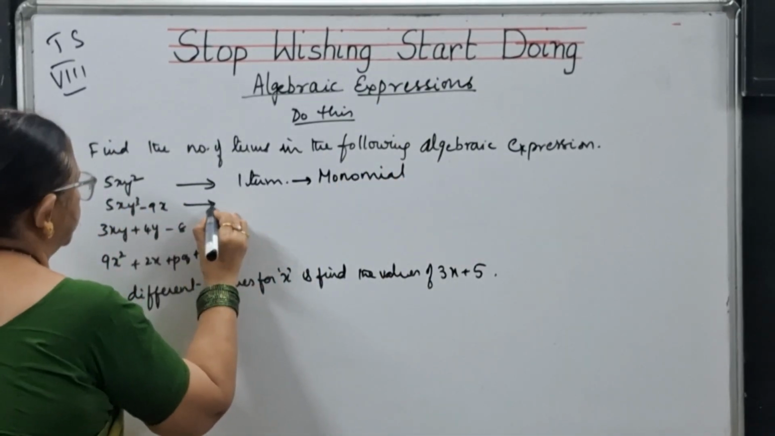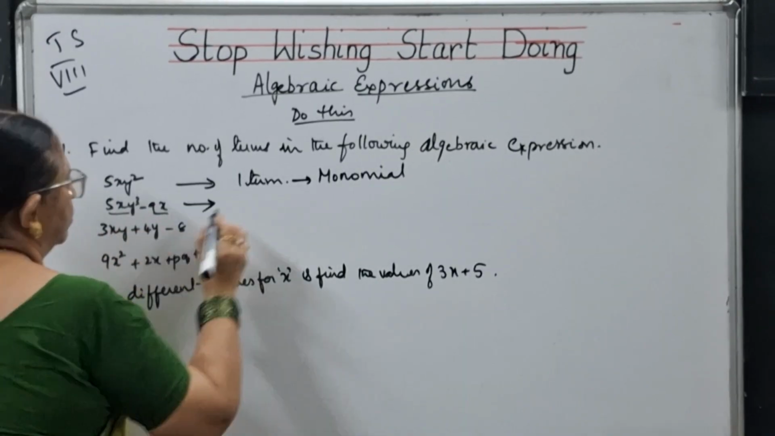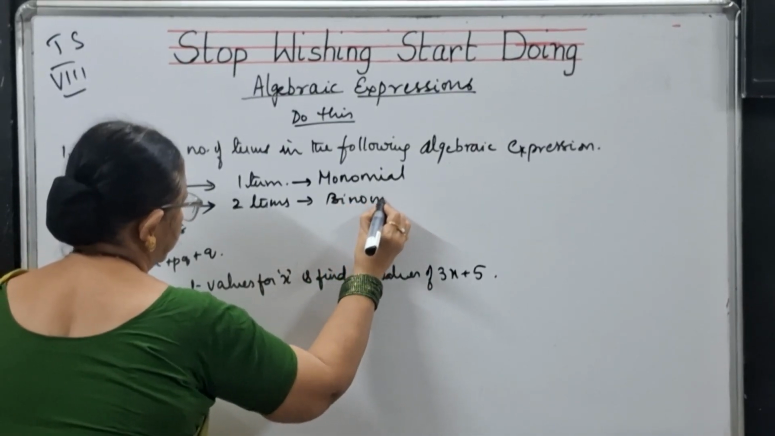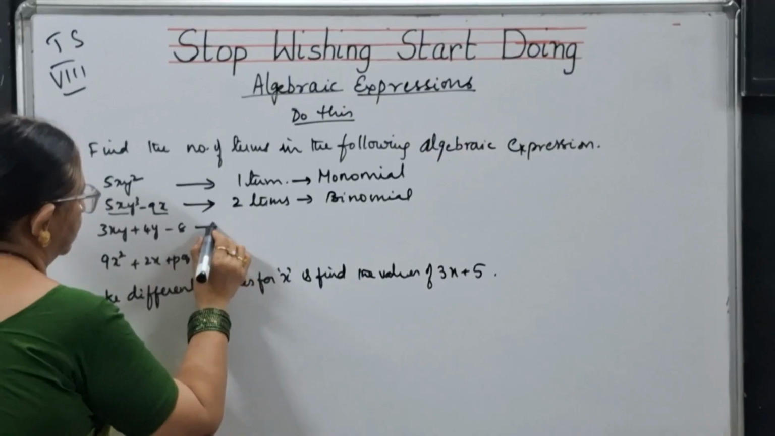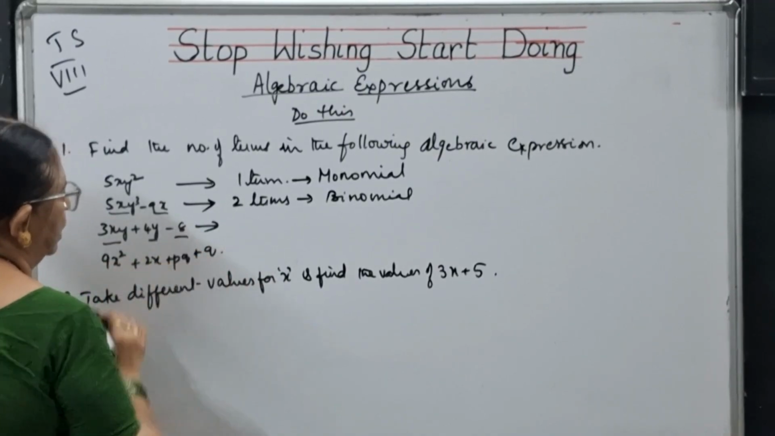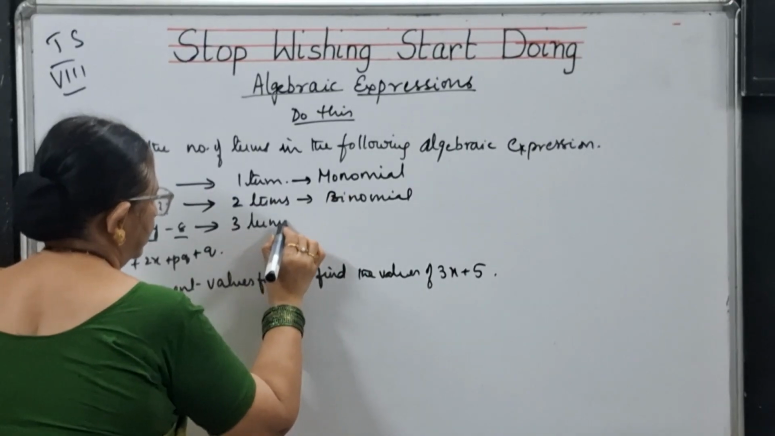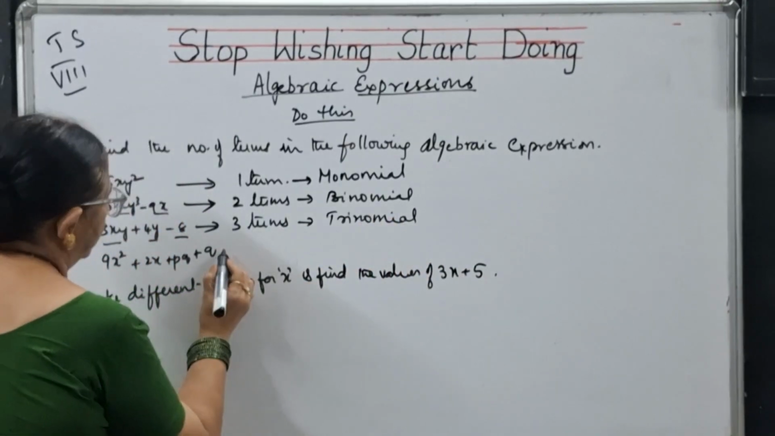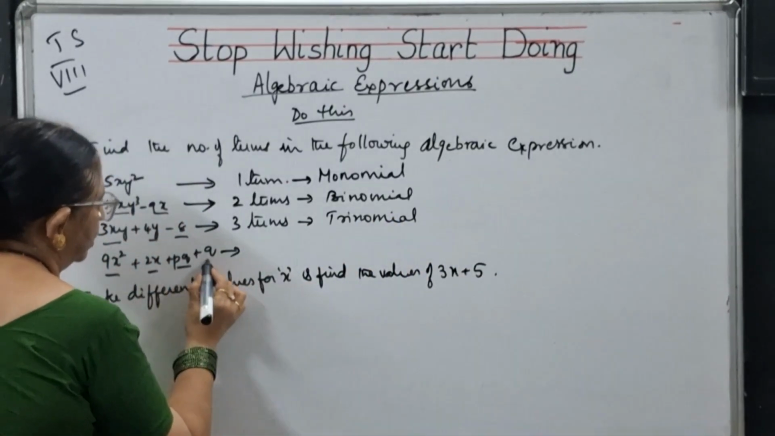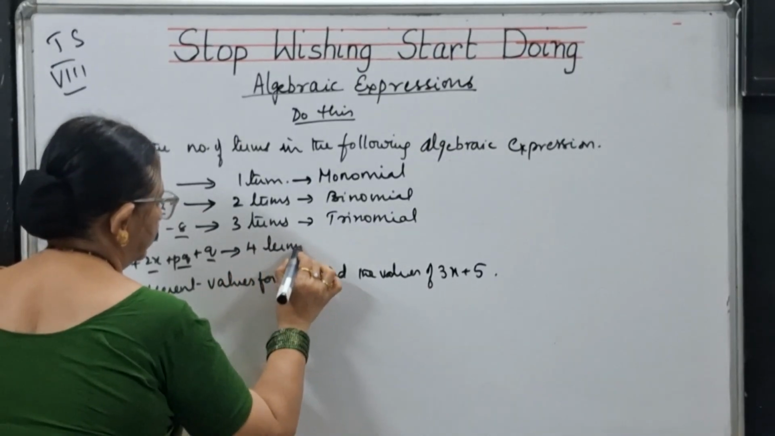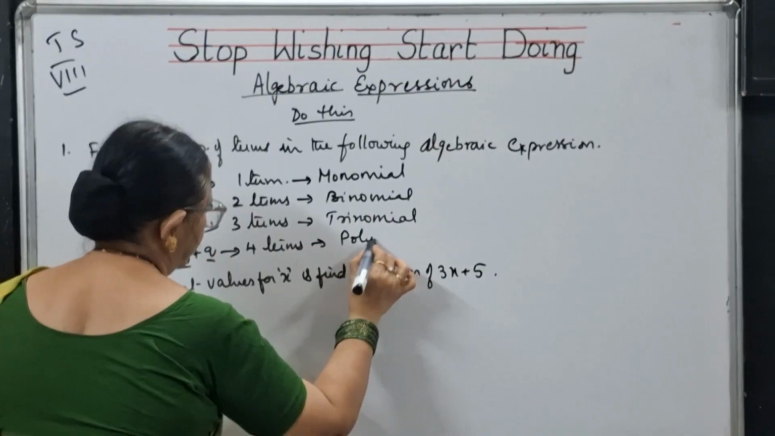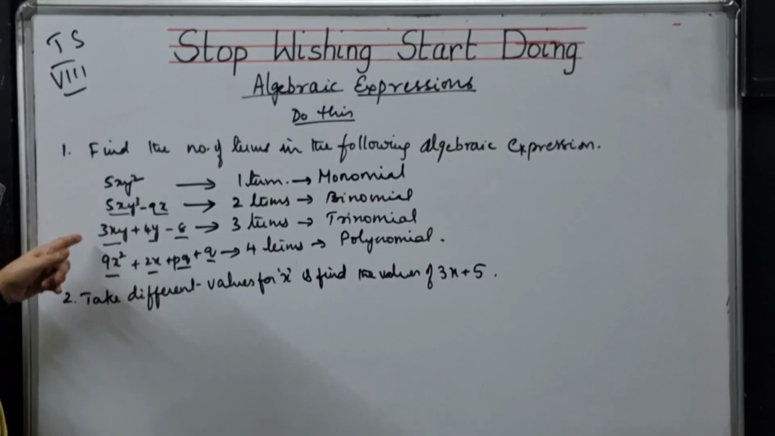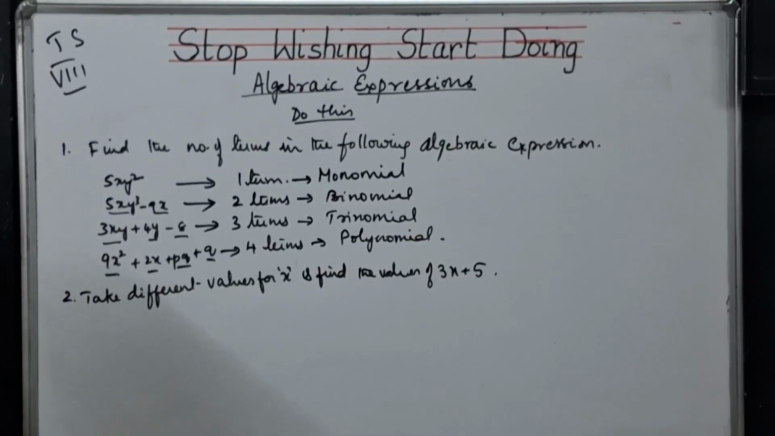Now here, how many terms are we having? This is one term. This is one term. So we have got two terms. So two terms means we call it as binomial. And here you see, this is 1, 2, 3 terms. So number of terms are 3. So we call it as trinomial. And here you see 1, 2, 3, 4. We have got 4 terms in it. So we call it as polynomial. So I hope I am clear, children. Monomial, binomial, trinomial, polynomial they have given. That is the first one.